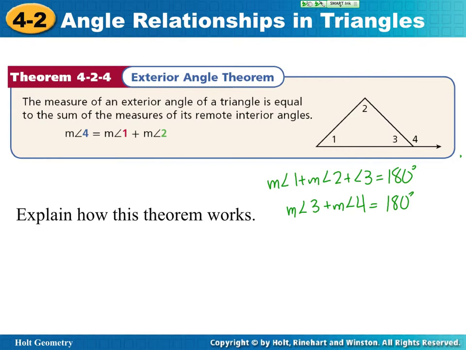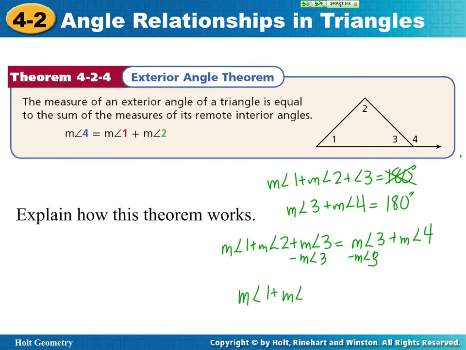Okay, so remember when we did a substitution? I'm going to write this first one down, but I'm going to take out 180 degrees and put something else in its place. So measure of angle 1 plus 2 plus 3 equals 3 plus 4, which is the same as 180. So I can substitute that. Well, why would I want to do that? I'm going to subtract measure of angle 3, the same thing from each side. And so what I get, measure of angle 1 plus 2, those two remote interior angles will always add to be the exterior angle. I don't have all the reasons written up here, but I said them. Okay? So you can prove that this theorem does work.